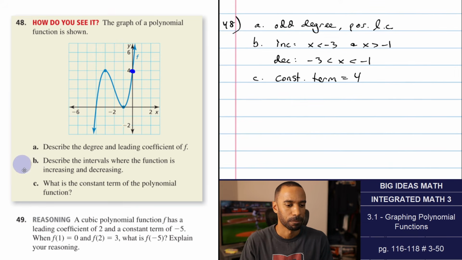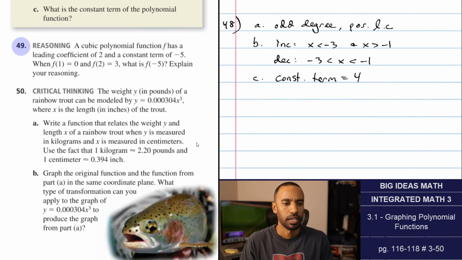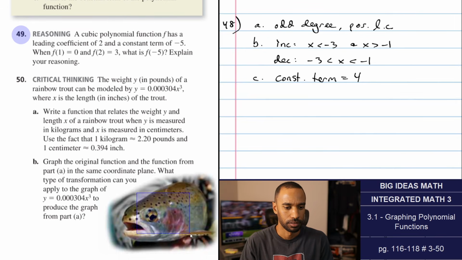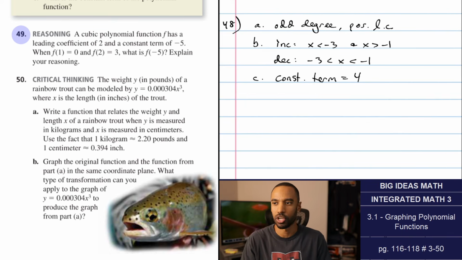Okay? Number 49, reasoning. A cubic polynomial function f has a leading coefficient of 2 and a constant term of -5.